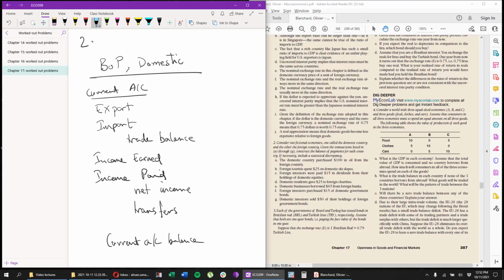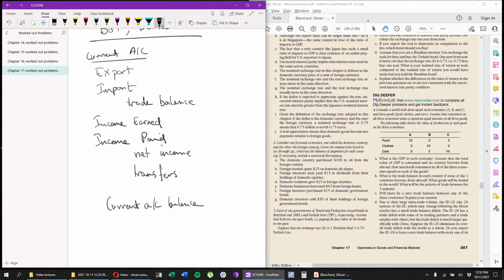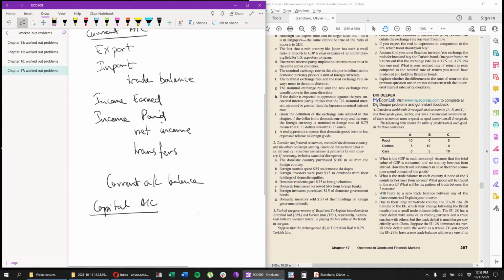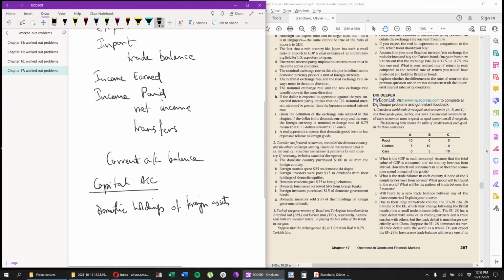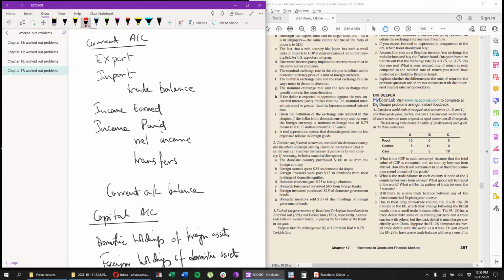Under that we write down the capital account, where effectively we are going to have domestic holdings of foreign assets, and we are going to have foreign holdings of domestic assets, right? Okay, let's get started. Let's go step by step.